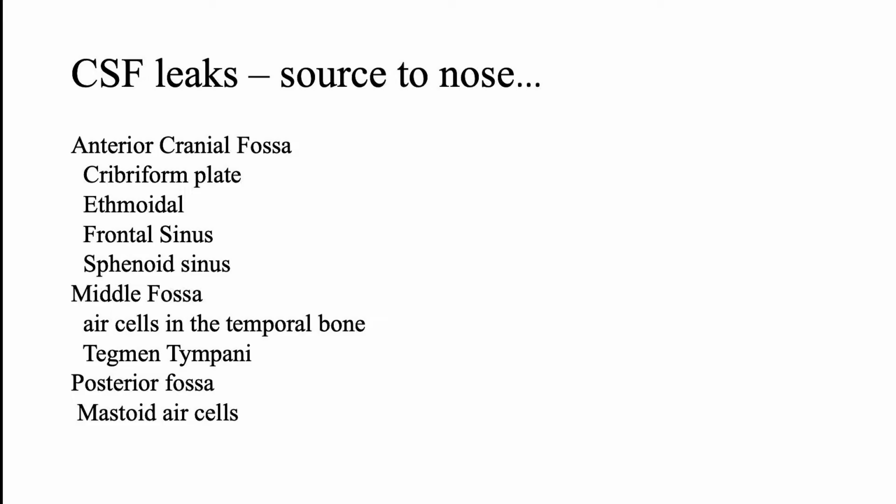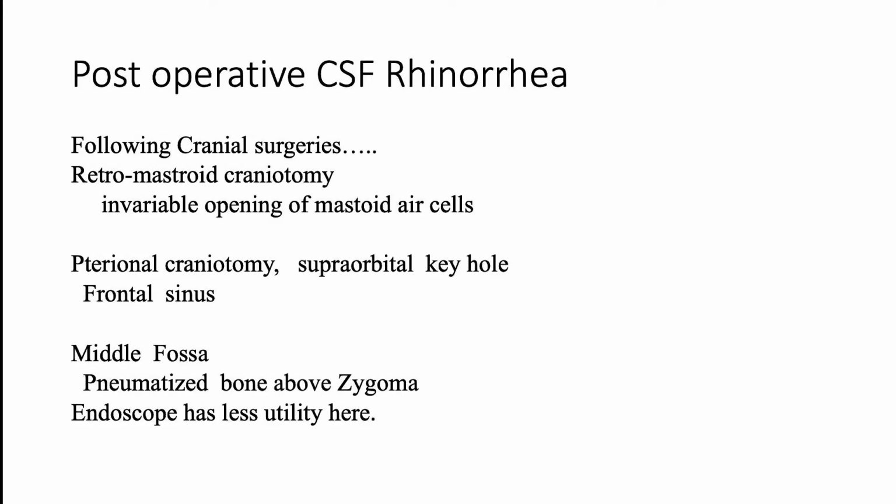In the middle fossa, the air cells in the temporal bone often lead to CSF rhinorrhea, and the tegmen tympani, which is a thin bone where the dura gets ruptured and then leaks into the middle ear and then into the nose. In the posterior fossa, often it is the mastoid air cells which are incompletely sealed at the end of surgery, which leads to CSF rhinorrhea.